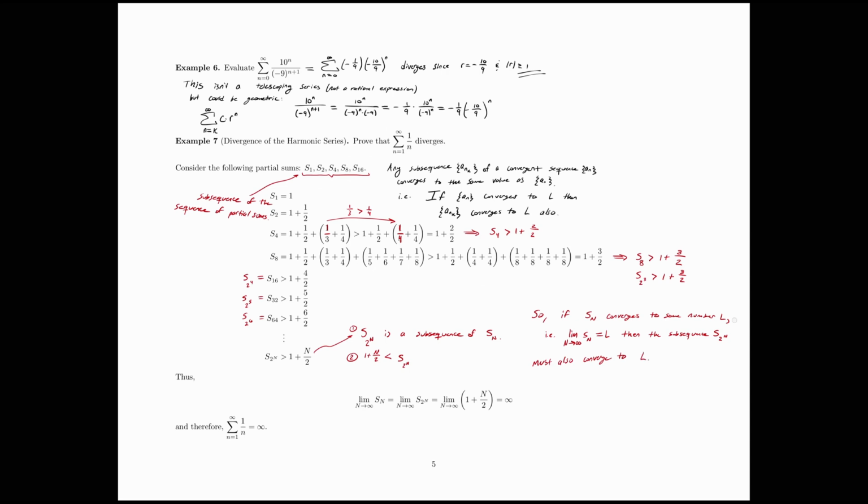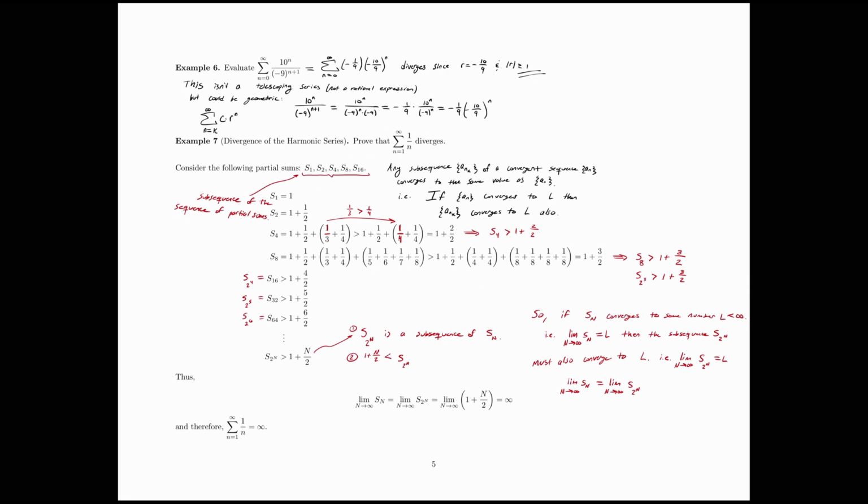And what's important here is that this L is a finite number. Remember that when a limit exists, that means the limit is a finite real number. It's not infinite. So it converges to some finite number L. Then, if it converges, any subsequence must also converge to L, i.e. the limit as n goes to infinity of s sub 2 to the n must also equal L. So really, we're saying that the limit as n goes to infinity of s sub n must be the same as the limit as n goes to infinity of s sub 2 to the n. So if this converges, then the limit of any subsequence must also converge.